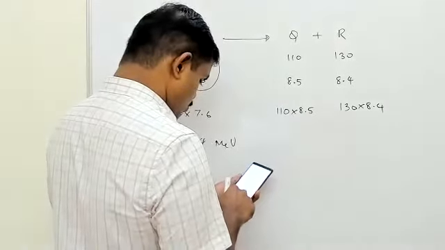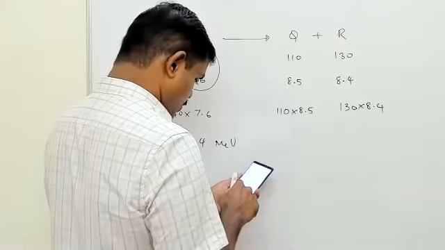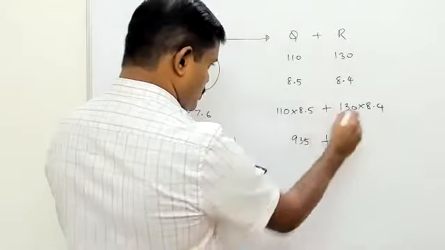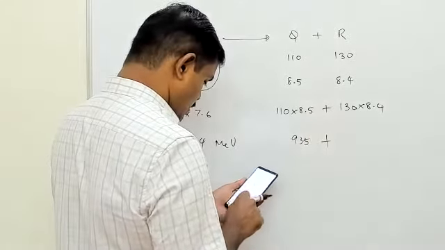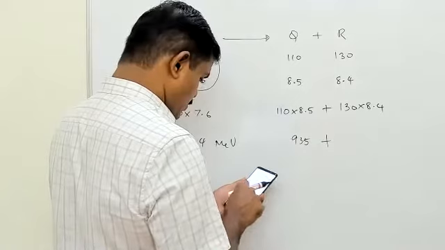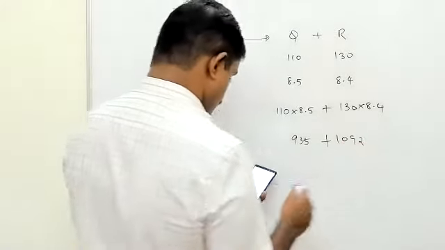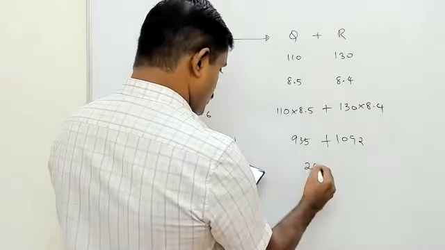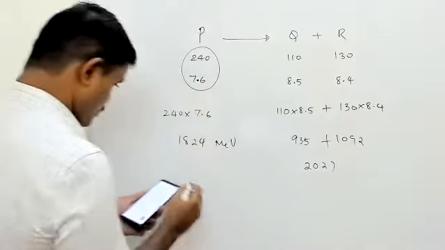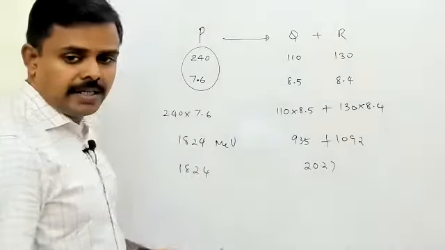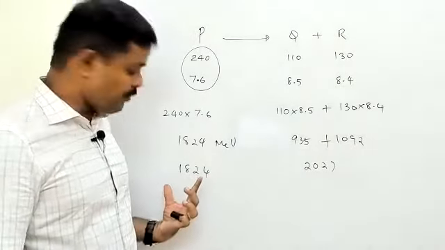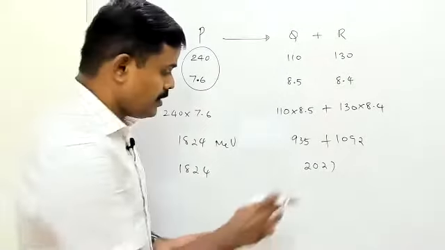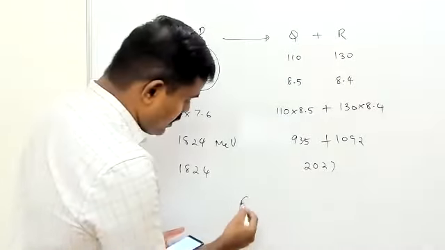That is 110 into 8.5, which is 935, plus 130 into 8.4, which is 1092. So I am adding them up: 935 plus 1092 is 2027. This is 1824. You see a mismatch here, right? On the left side the total energy is 1824, while on the right side the total energy is 2027.